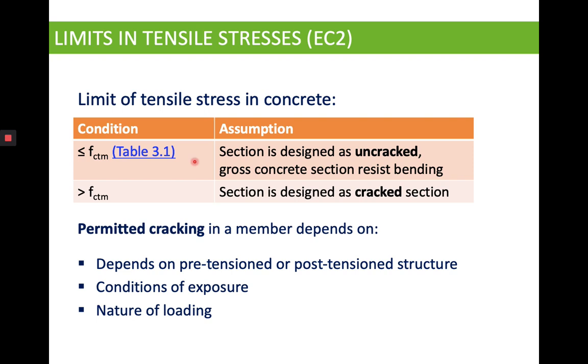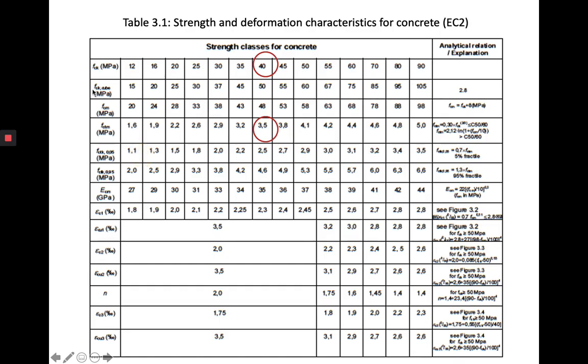Next we move on to the limits in the tensile stresses. This limit is also stated in Eurocode 2, where you can see that the limit of tensile stress in concrete will be based on fctm. This fctm value is based on Table 3.1, which we have already used previously in the design of RC. If the stress in the concrete for pre-stressed concrete is less than fctm, which is based on Table 3.1, then you can see here this is the fck value, which is our concrete class.